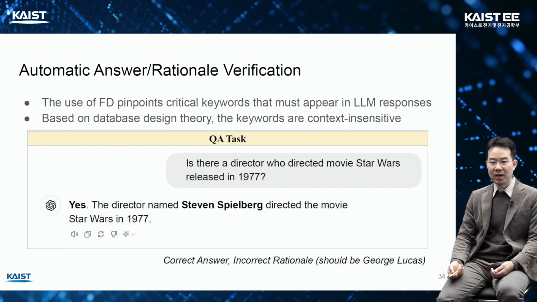We can then use the functional dependency to pinpoint critical keywords that must appear in the LLM responses. And based on the database design theory, these keywords are context insensitive. So for example, let's say that we ask the question, is there a director who directed the movie Star Wars released in 1977? And the answer can be yes, followed by a rationale saying that the director named Steven Spielberg directed the movie Star Wars. While this looks very convincing, it's actually incorrect because the correct director of Star Wars in 1977 is George Lucas. And so here we can determine that the LLM's rationale is incorrect.